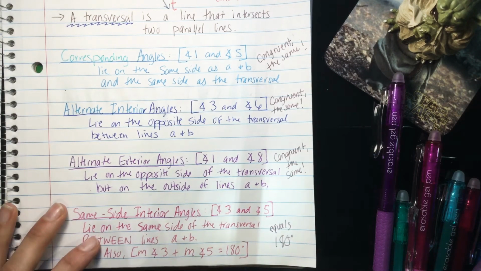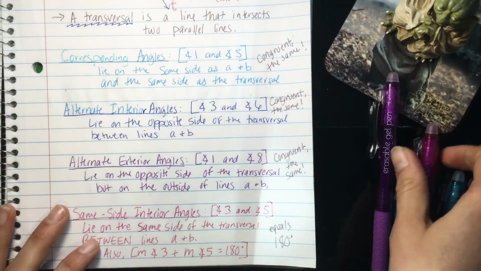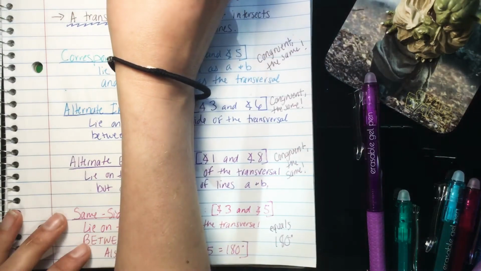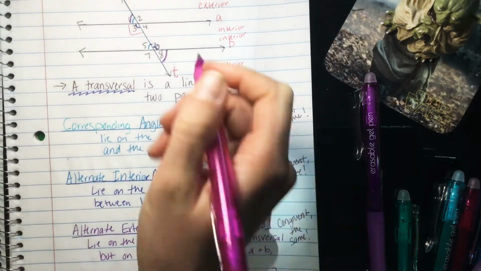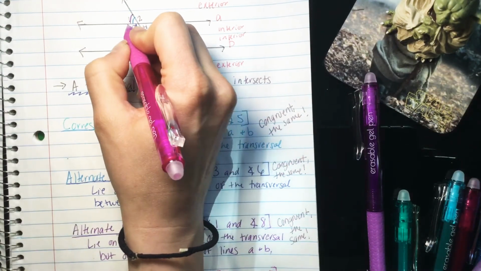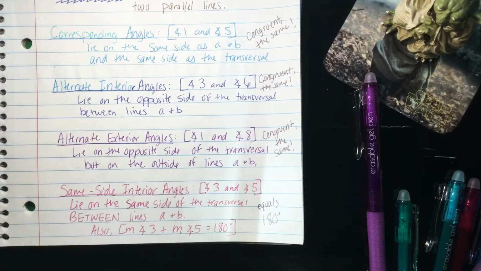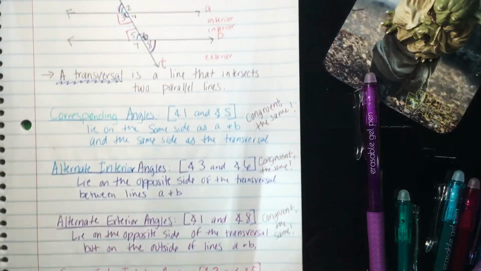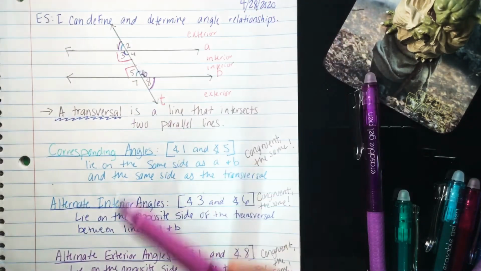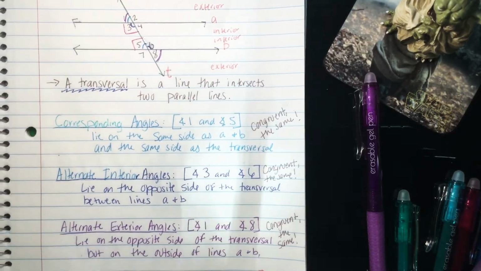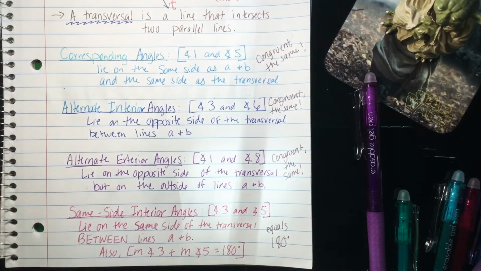And what these are, I'm going to label these with some pink, would be an example of 3 and 5. That's the one that's a little different than the rest. They're not congruent, but they add up to 180. So angle 3 and angle 5 equal 180, and they lie on the same side of the transversal, and they're between, so they're on the interior of the two lines. Okay, so those are the definitions of what we're going to be talking about today.